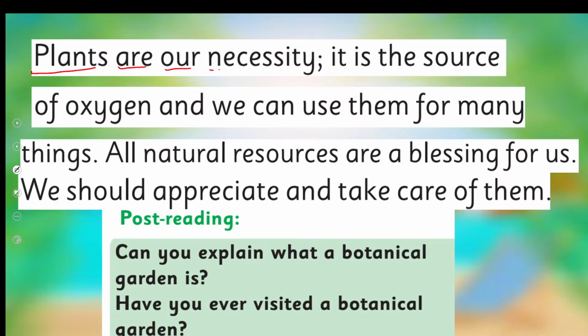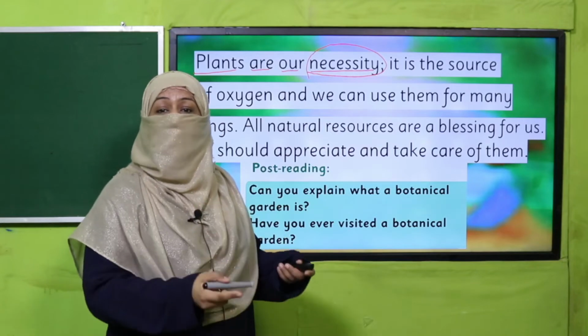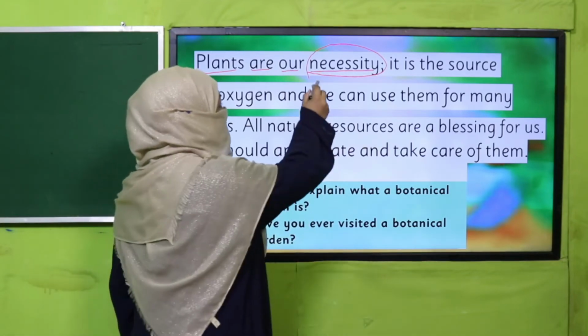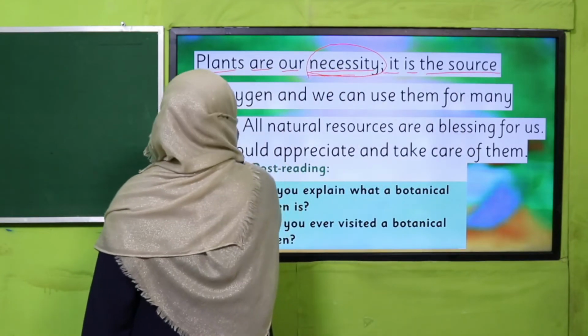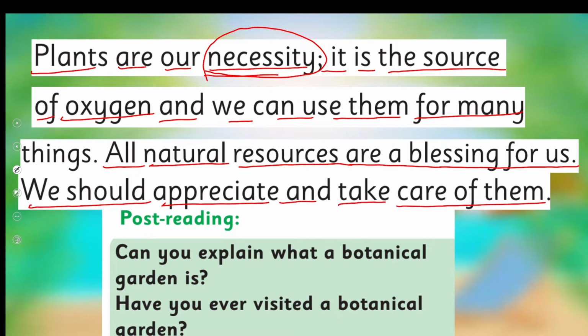Plants are our necessity. Necessity, what does it mean? Without which we cannot survive. How are plants our necessity, do you know? Because we take oxygen from plants to breathe. So that's why plants are our necessity. It is the source of oxygen and we can use them for many things. All natural resources are a blessing for us. We should appreciate and take care of them.